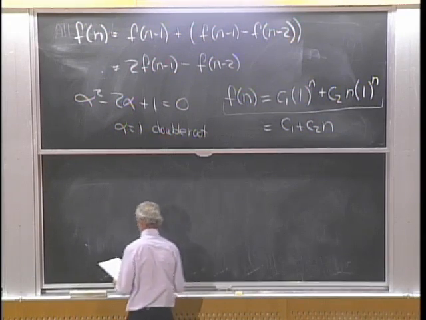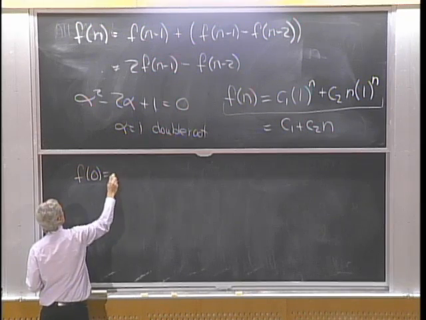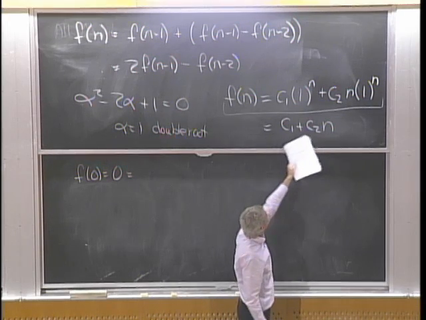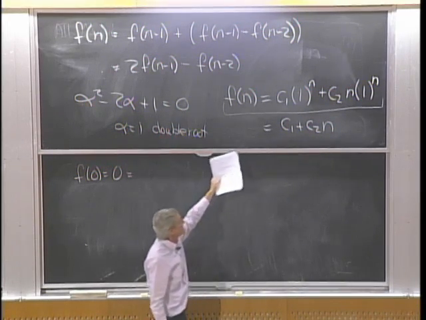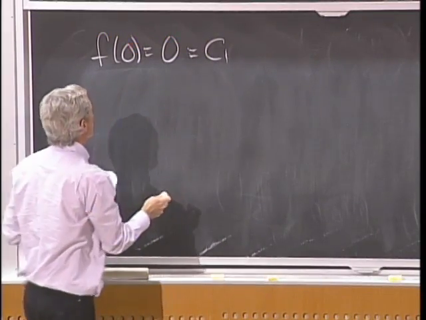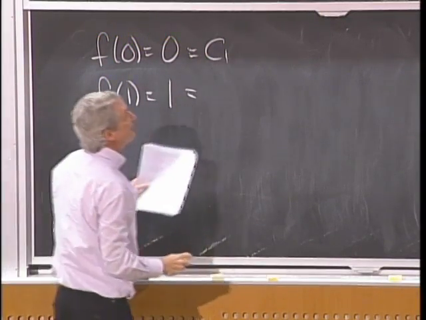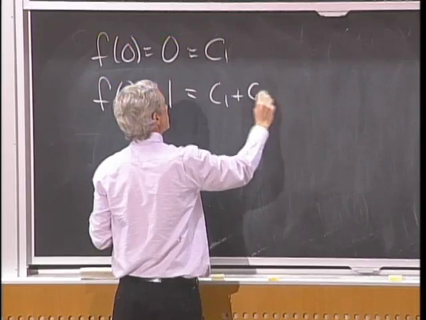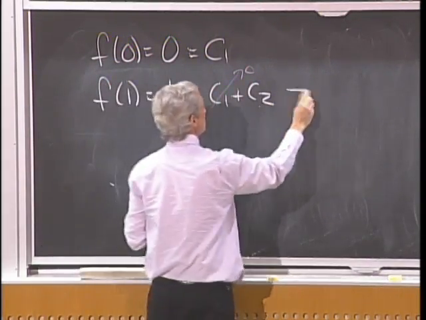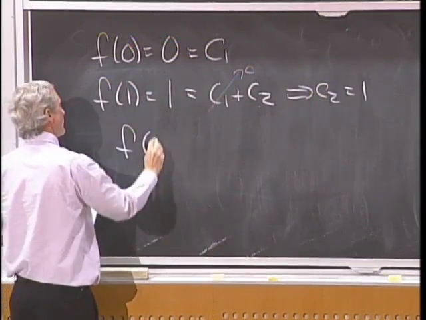So let's do that. Well, f of 0 equals 0. If I plug it in here, what does f of 0 become? c1. So c1 equals 0. That's good. f of 1 equals 1, and now that's going to be c1 plus c2. c1 is 0, so c2 equals 1. Oh, so this is really easy. What's f of n equal?